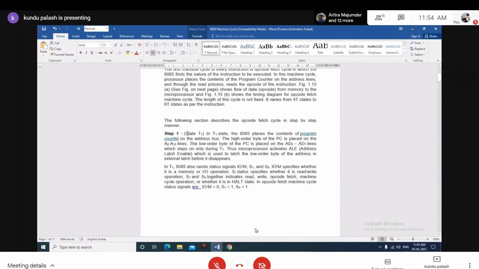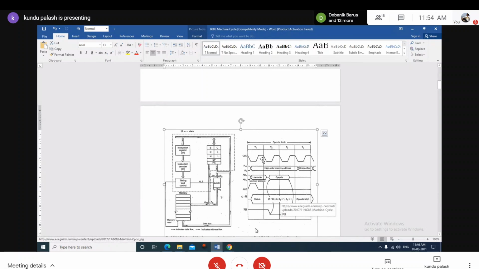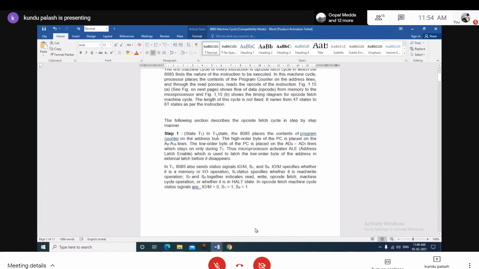For example, step 1 means timing state 1. What will happen over this first clock period of the M1 or opcode fetch cycle? In the T1 state, the 8085 places the content of the program counter. What is the length of the program counter? 16 bit. So a 16-bit address will be placed by the 8085 over the address bus. The higher address byte of the program counter is placed on the A8 to A15 lines, and the lower order byte of the program counter is placed on the AD0 to AD7 lines. The AD0 to AD7 lines are called the multiplexed address data bus. And all this information will stay for this whole clock period, that is the T1 state.